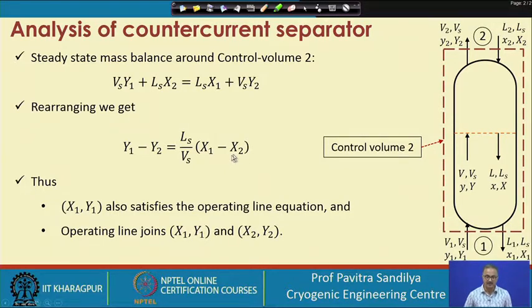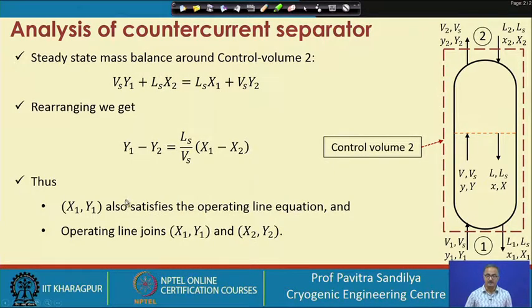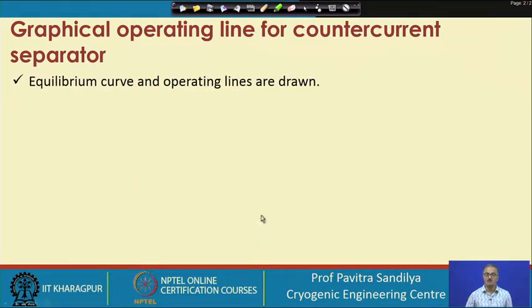Now, what we find here is that x1 and y1 also satisfy the operating line equation. That means this equation is also satisfied by x1 and y1, so the operating line passes through both x1, y1 and x2, y2. That means the operating line will connect both the terminal concentrations of the two species in the two phases. Now, let us see how to graphically represent this kind of a system.